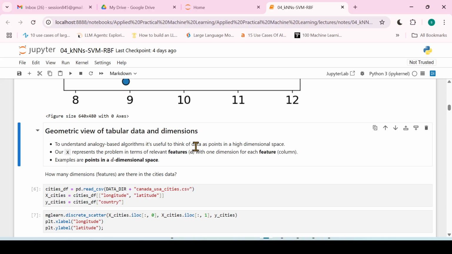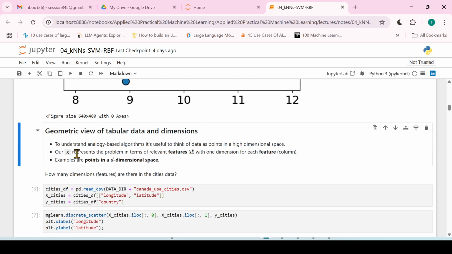Now let's talk about the geometric view of the tabular data and the dimension. To understand analogy-based algorithms, it's useful to think of a data point as high dimensional data. Every data point, let's say an image, is very high dimensional data. Or you can consider that our data point lies in a high dimensional data space.